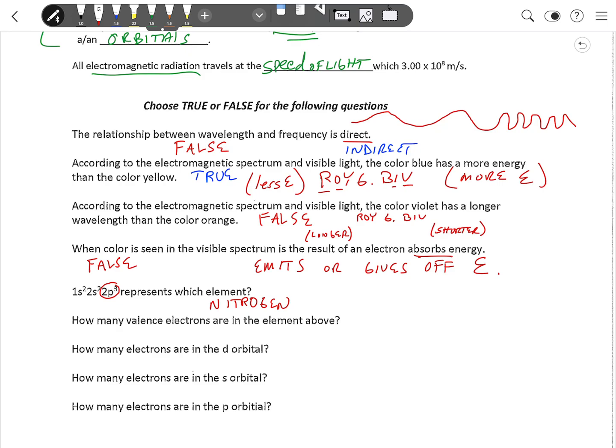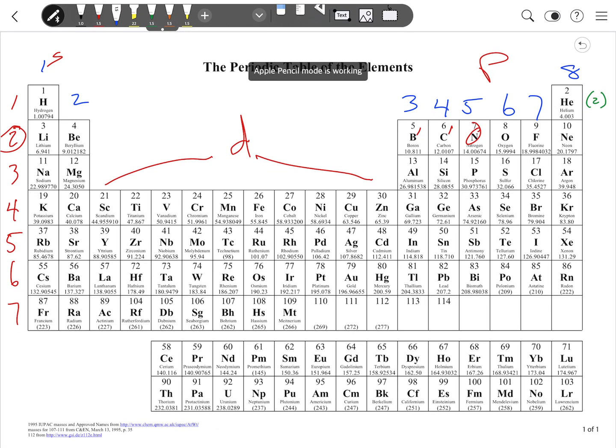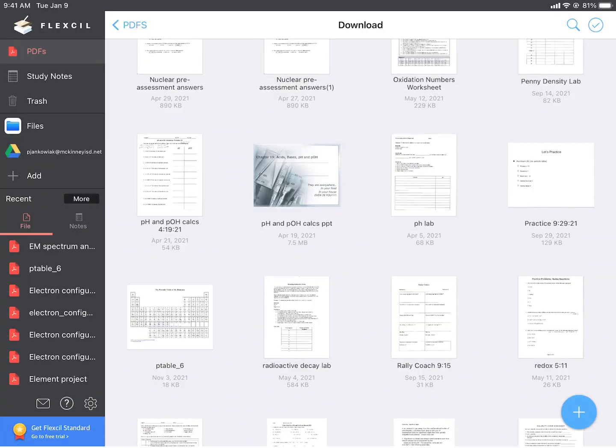How many valence electrons in the element above? There's two ways you can do this. One is you can look at the energy levels, and I can see the highest energy levels here are these 2s. What I would do is add that 2 and add that 3, and I'd give a total of 5 valence electrons for that. But the other thing you can do is go to where nitrogen is and just look at the number above the group, and that'll tell you the same thing, the number of valence electrons.